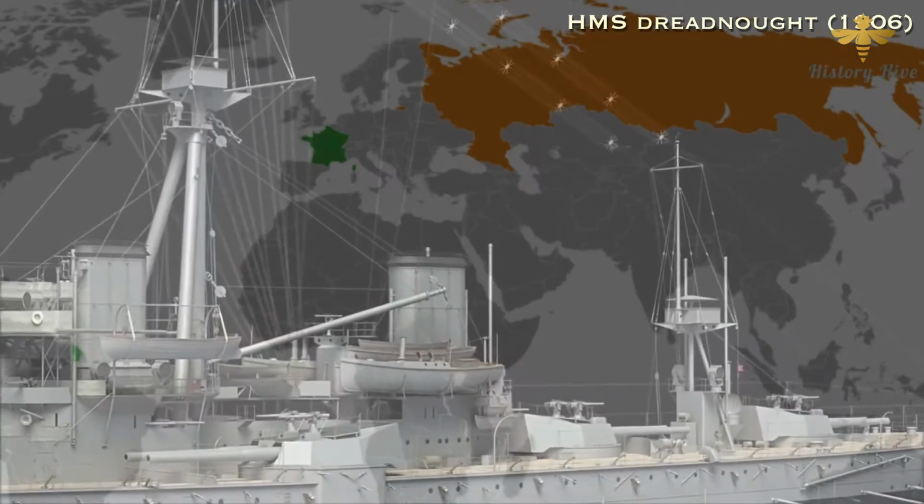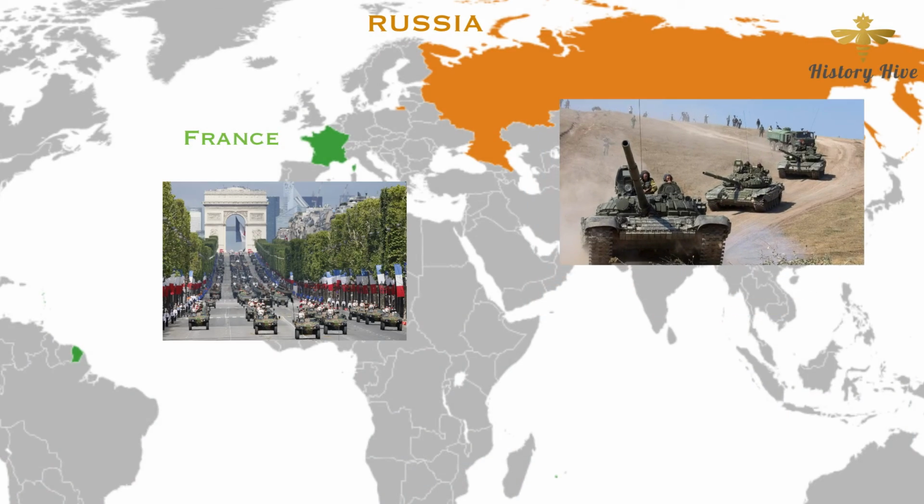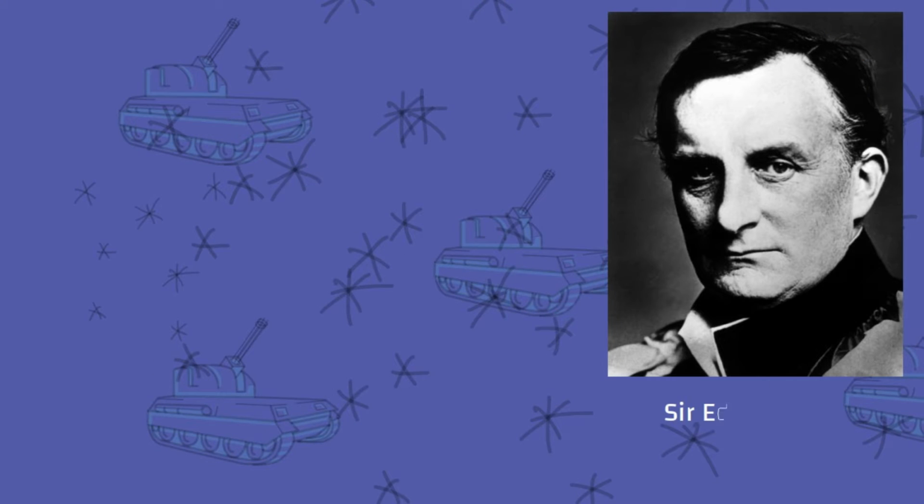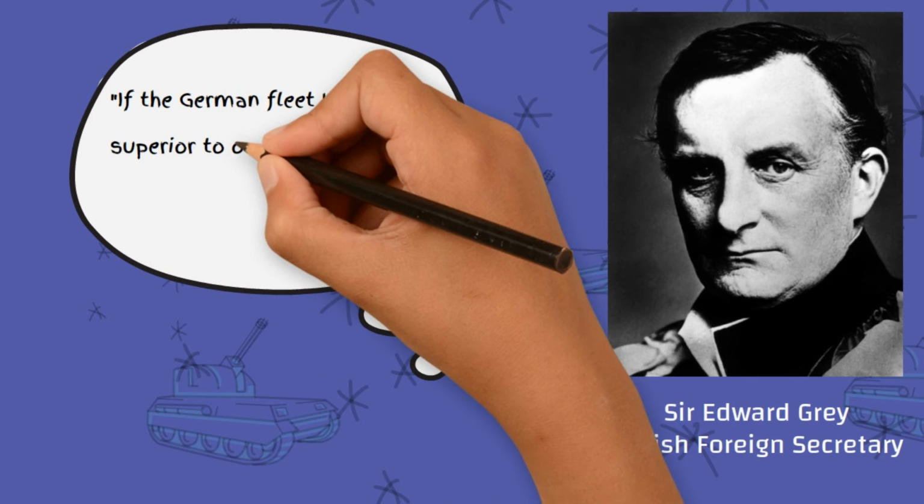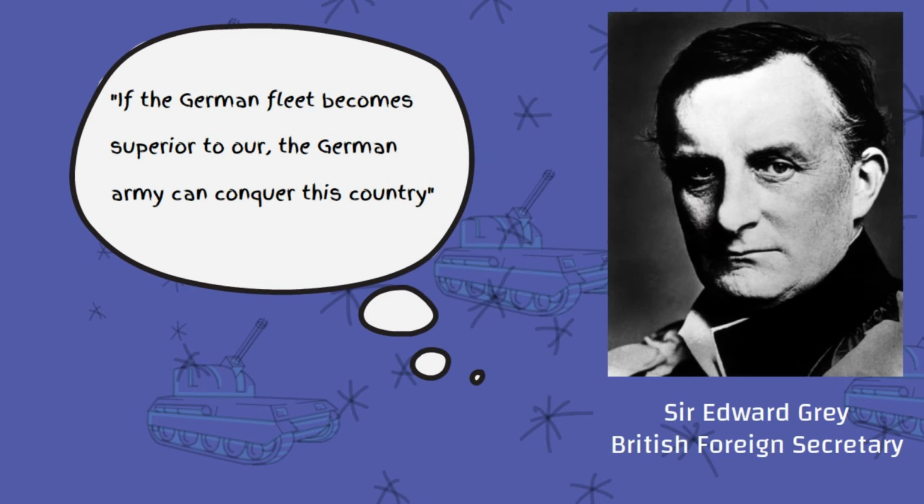Simultaneously, France and Russia also increased their military spending. Sir Edward Grey, British Foreign Secretary, said, "If the German fleet becomes superior to ours, the German army can conquer this country."